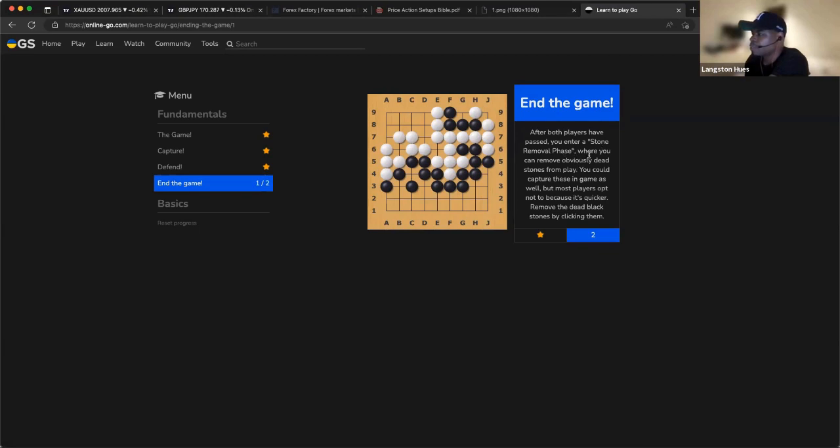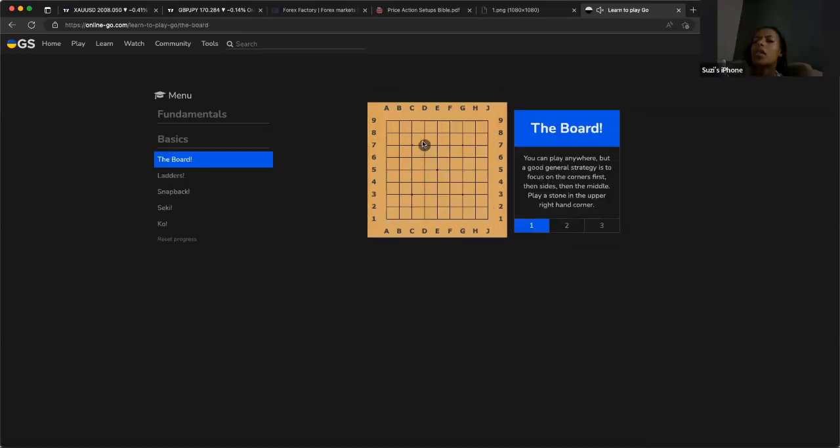After both players have passed, you enter a stone removal phase where you can remove obviously dead stones from play. You could capture these in game as well, but most players opt not to because it's quicker. Remove the dead stones by clicking them. This is a dead one, yeah? Oh, the dead stones, meaning the ones that were captured? Yeah, which are right there. You see the black ones? Yeah, those four. Those are dead. But how do I remove it? Just click it. Oh, I don't know. There we go. Oh, there you go. Cool.